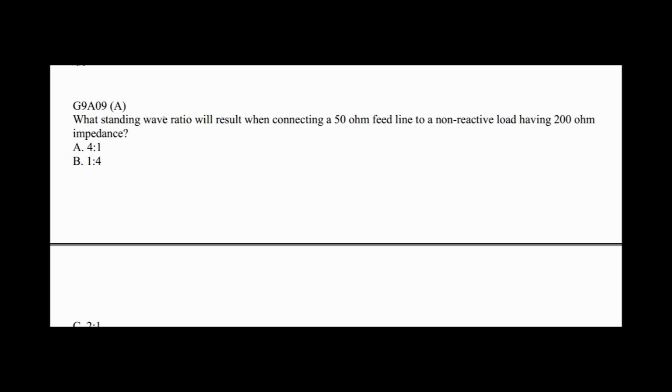G9A09. What standing wave ratio will result when connecting a 50 ohm feedline to a non-reactive load having a 200 ohm impedance? SWR is expressed in some number to 1, so it's 4:1. You may have heard the expression 4:1, 5:1, 10:1. It's always going to be something to 1, so this is a ratio of 4:1.